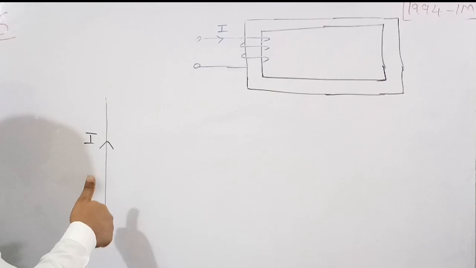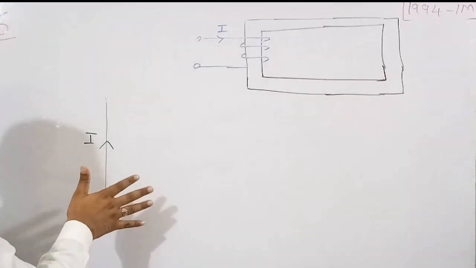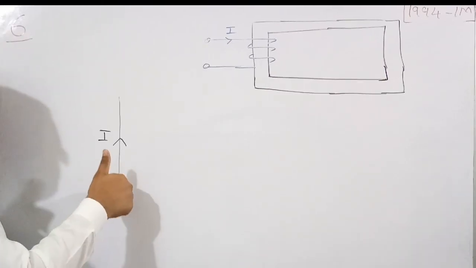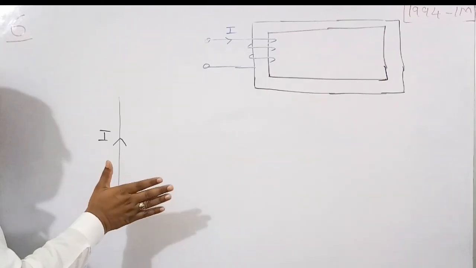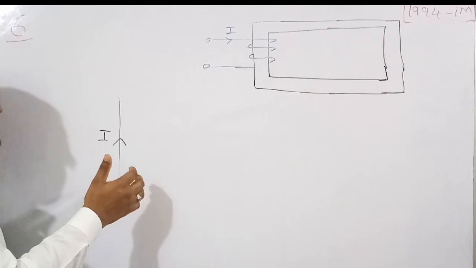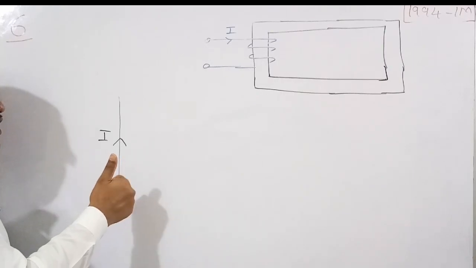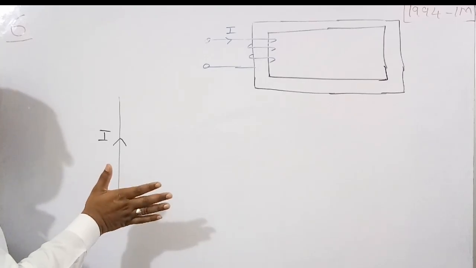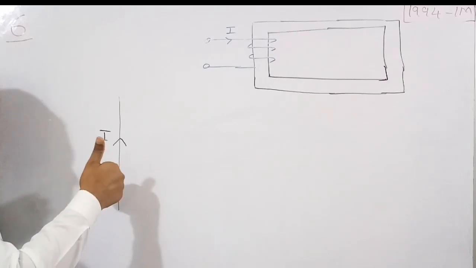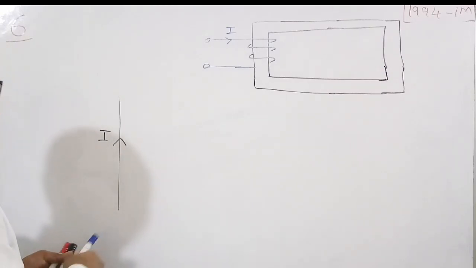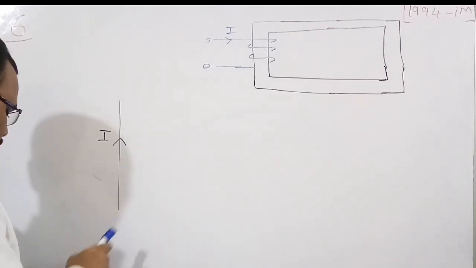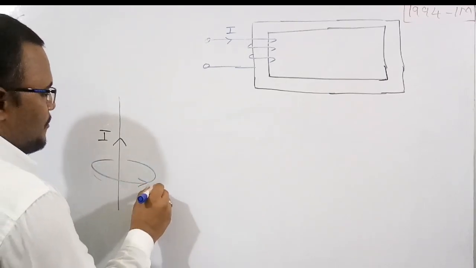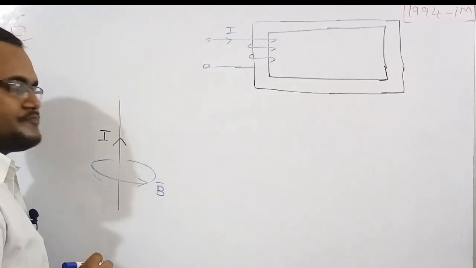always keep the thumb in the direction of the current and curl the fingers. Here I have kept the thumb in the direction of the current and I have curled the fingers. Then the direction in which the fingers curl will indicate the direction of the magnetic field, because I am closing the fingers in this direction, therefore the magnetic field will be in this direction. This is the magnetic field direction.